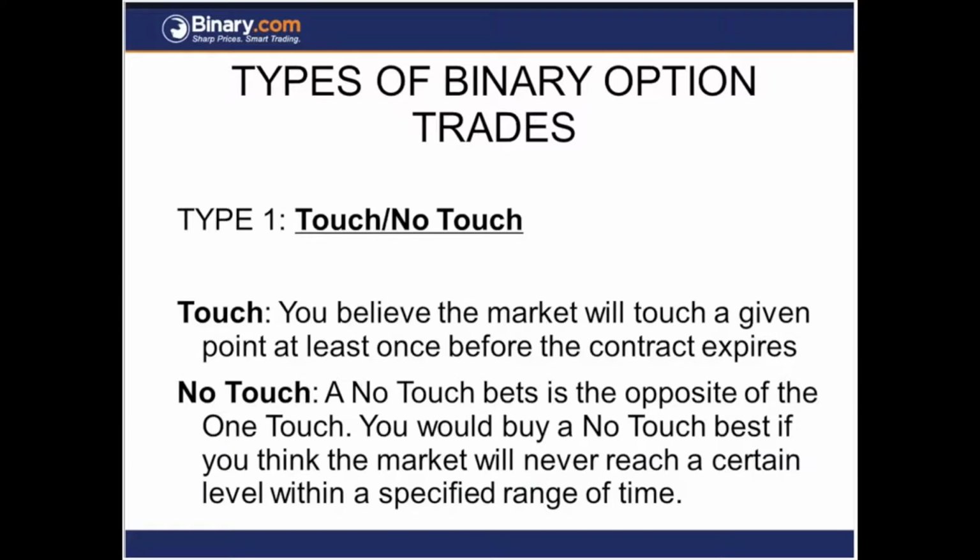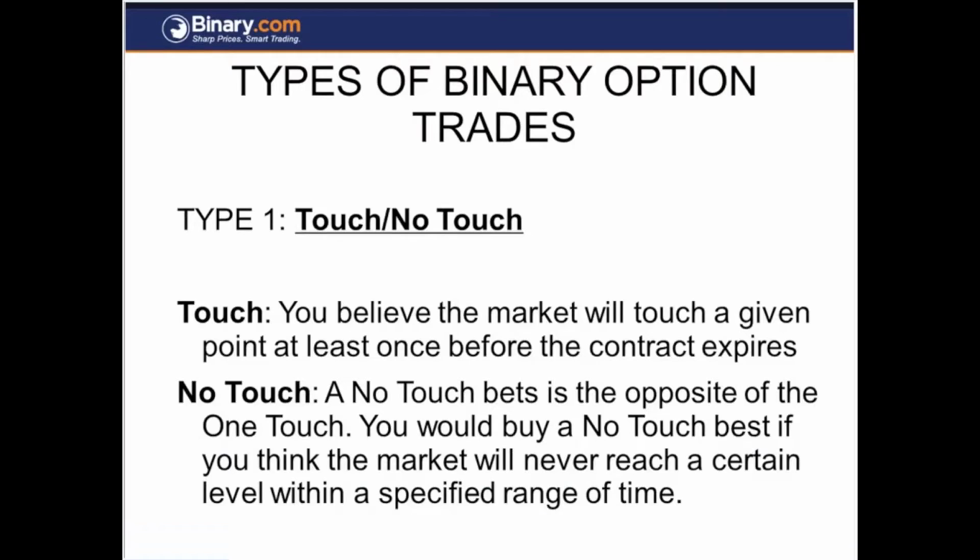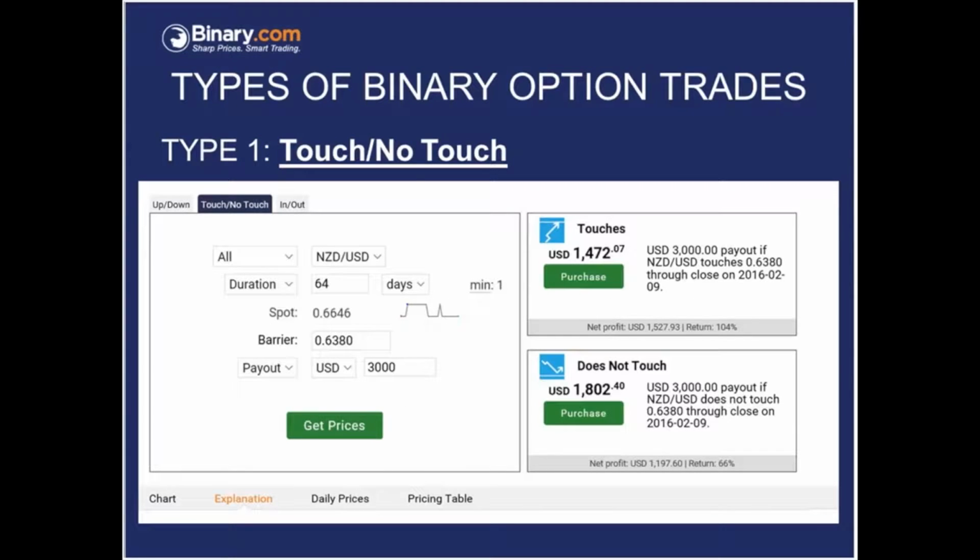So what is a touch, no touch trade? Well, as you can probably imagine from the title, a touch trade is when you believe the market will touch a given point at least once before the contract expires. And on the flip side, a no touch contract is the opposite of the one touch. You would buy a no touch if you think the market will never reach a certain level within a specified range of time.